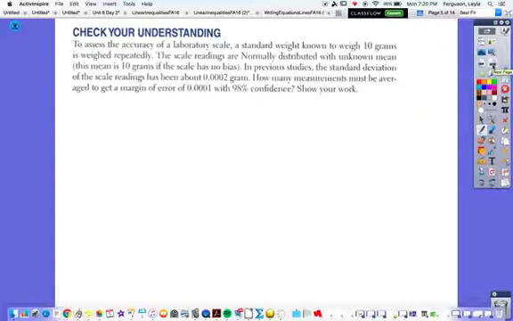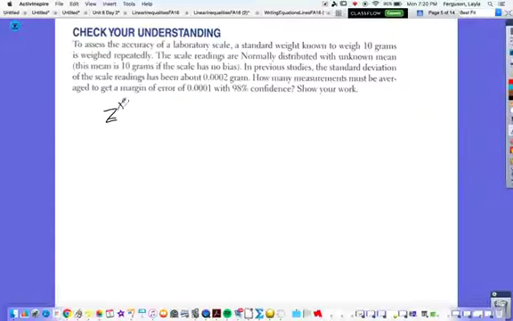All right, check your understanding. To assess the accuracy of a laboratory scale, a standard weight known to weigh 10 grams is weighed repeatedly. The scale ratings are normally distributed with unknown mean. This mean is 10 grams if the scale has no bias. In the previous study, the standard deviation of the scale ratings has been about 0.0002 grams. How many measurements must be averaged to get a margin of error of 0.0001 with 98% confidence? Show your work.